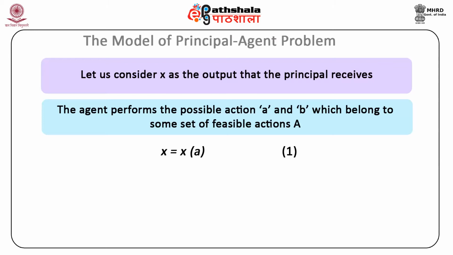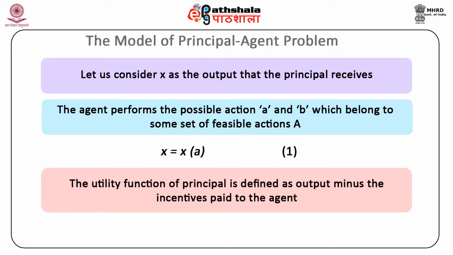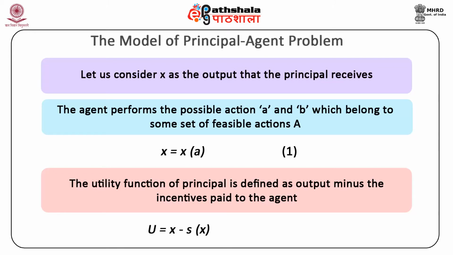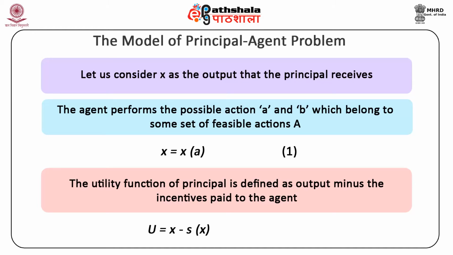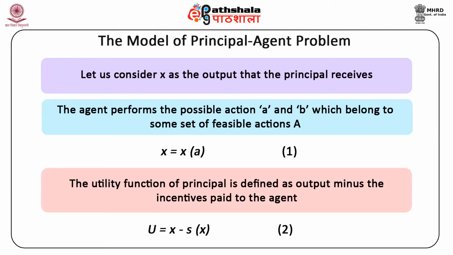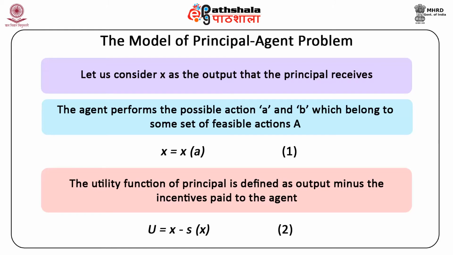Let us define two utility functions, one for the principal and another for the agent. The utility function of the principal is defined as the output minus the incentives paid to the agent. Mathematically, we can write U = x - s(x). This is given as equation 2, where U is the utility function of the principal, x is the output that the principal receives, and s(x) is the incentive payment from the principal to the agent.